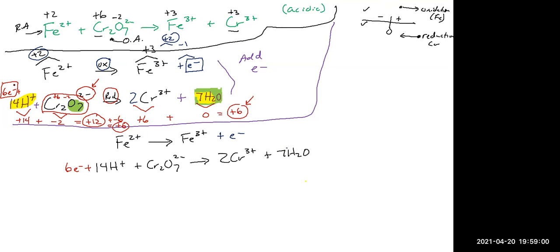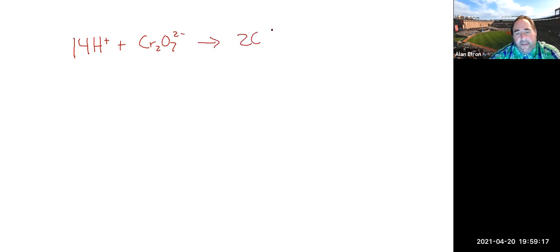Yeah. So let me just mark here. So I scribbled. Looking at that half reaction by itself, we had 14 H pluses, and we had our dichromate at this point. And on the other side, we had this and 7 waters. So this is what we had before. Obviously, we added the electrons in that half reaction.